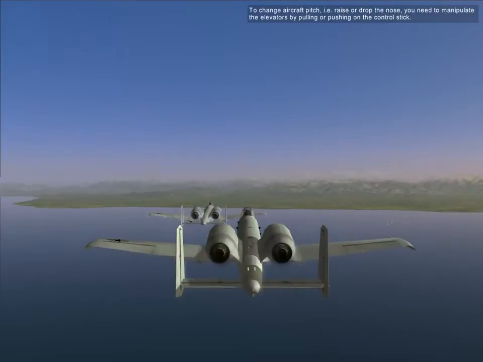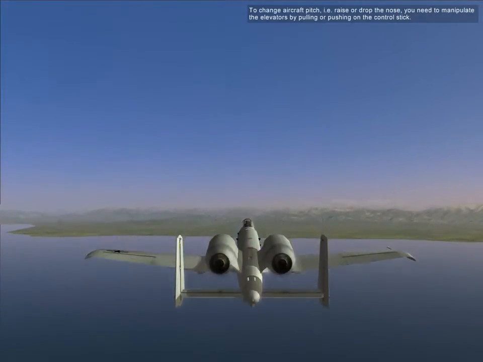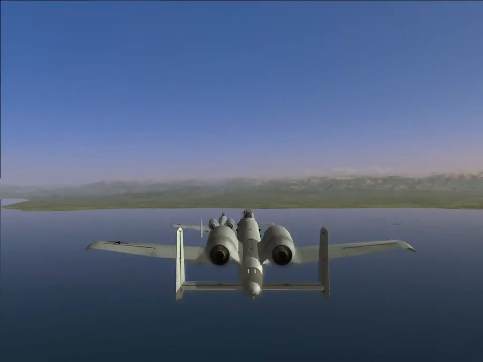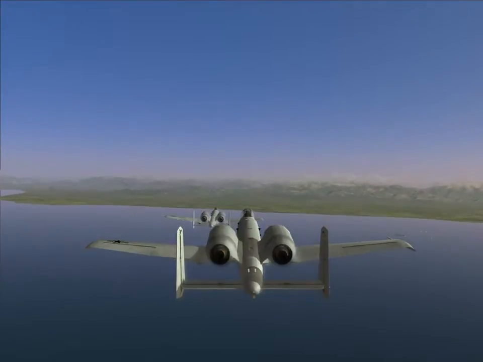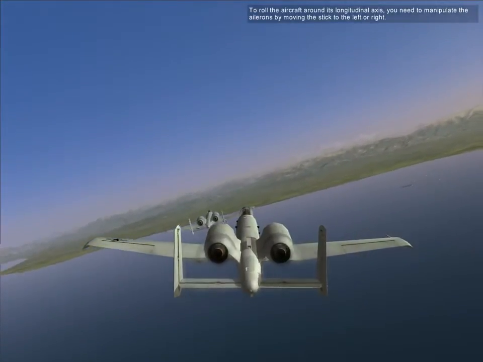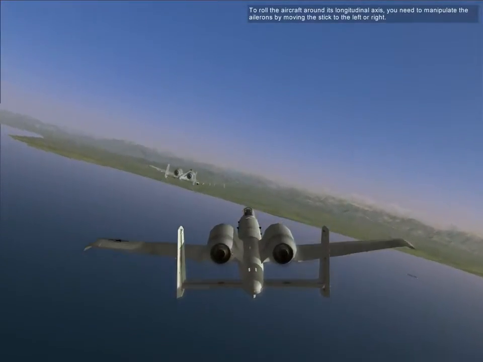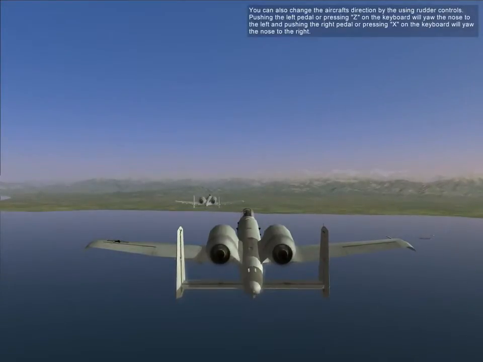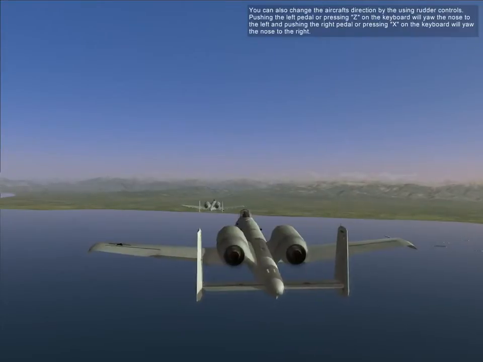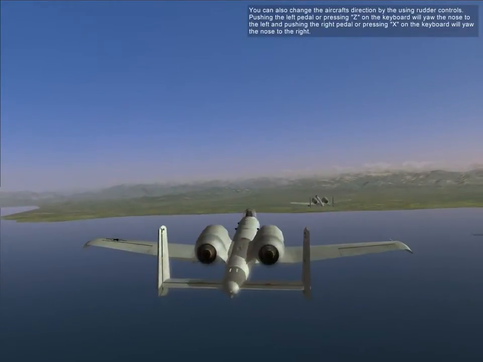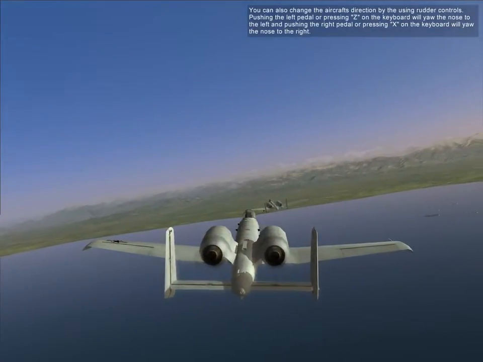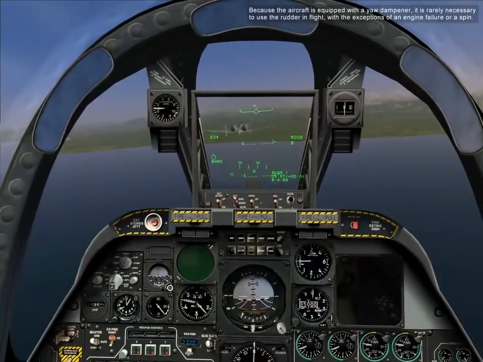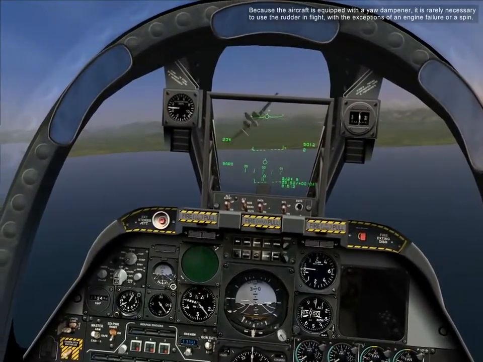To change aircraft pitch, i.e. raise or drop the nose, you need to manipulate the elevators by pulling or pushing on the control stick. Because the aircraft is equipped with a yaw dampener, it is rarely necessary to use a rudder in flight, with the exception of an engine failure or spin.